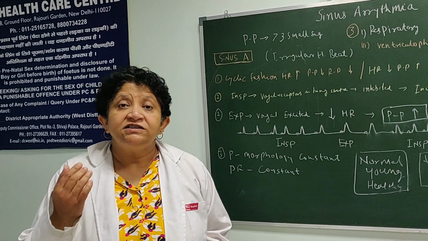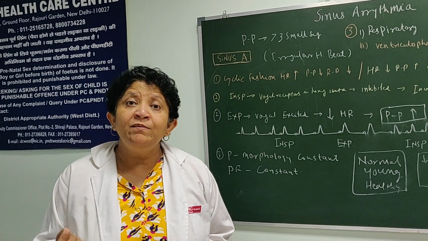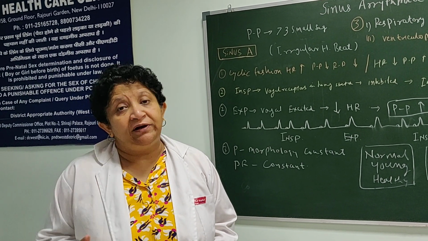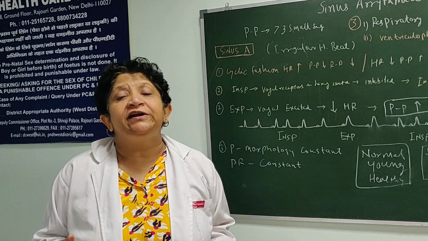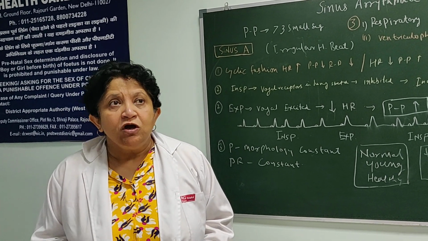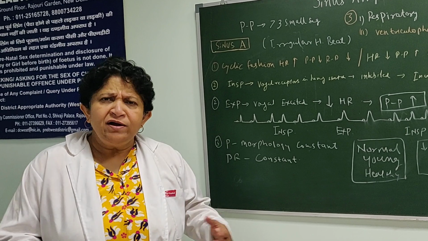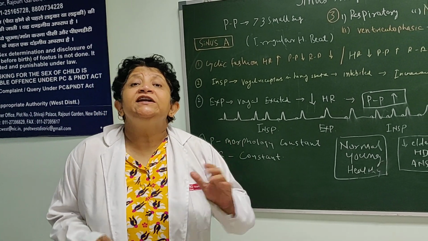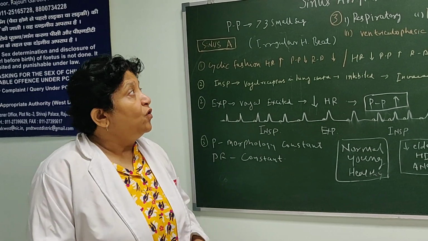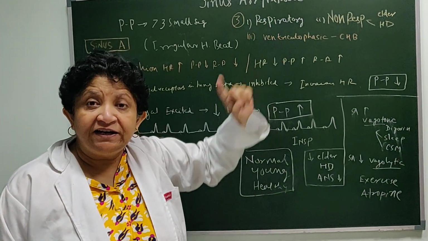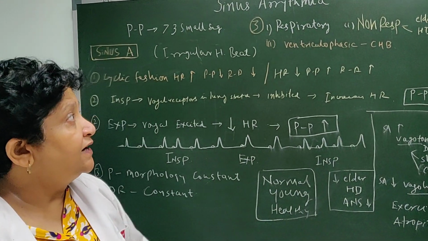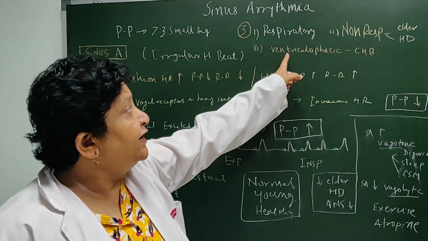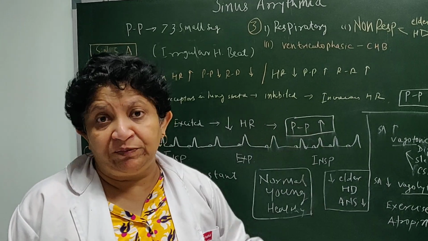In fact, sinus arrhythmia is one of the commonest causes for referral for ECG reading in young people when they present with irregularity in their ECG. So, what is it? At the outset, let me tell you there are three types of sinus arrhythmia. One is respiratory sinus arrhythmia, another is non-respiratory sinus arrhythmia, and the third is ventriculophasic sinus arrhythmia.